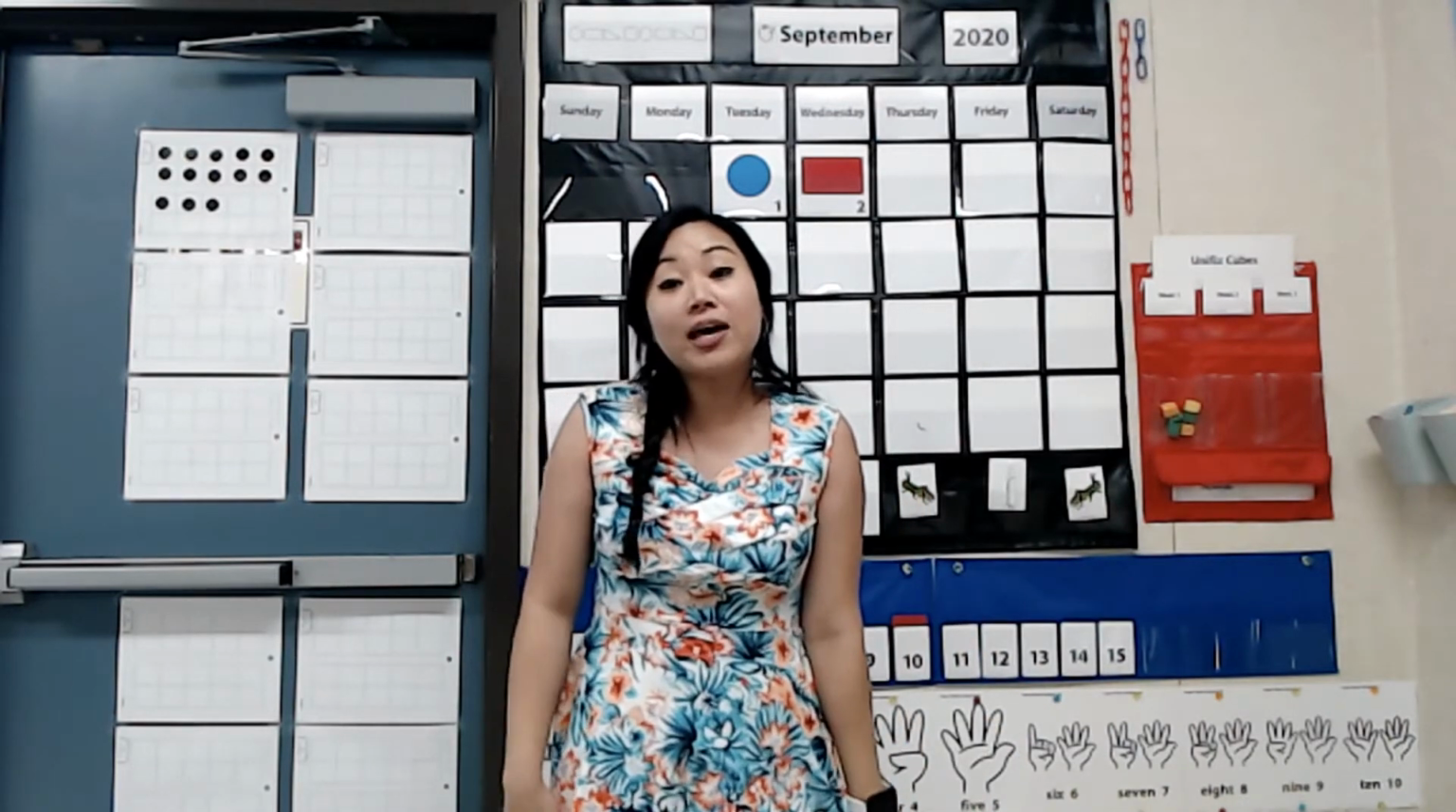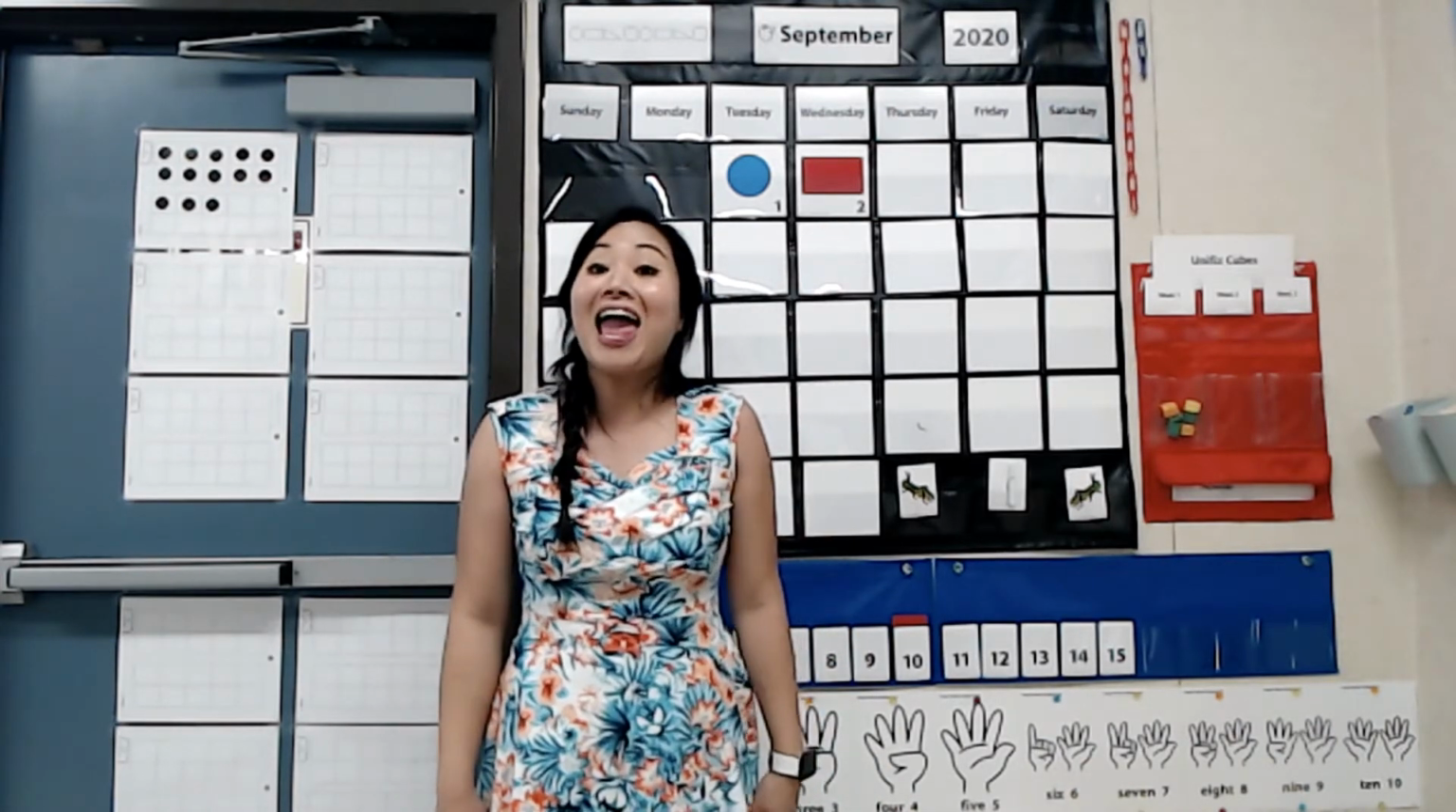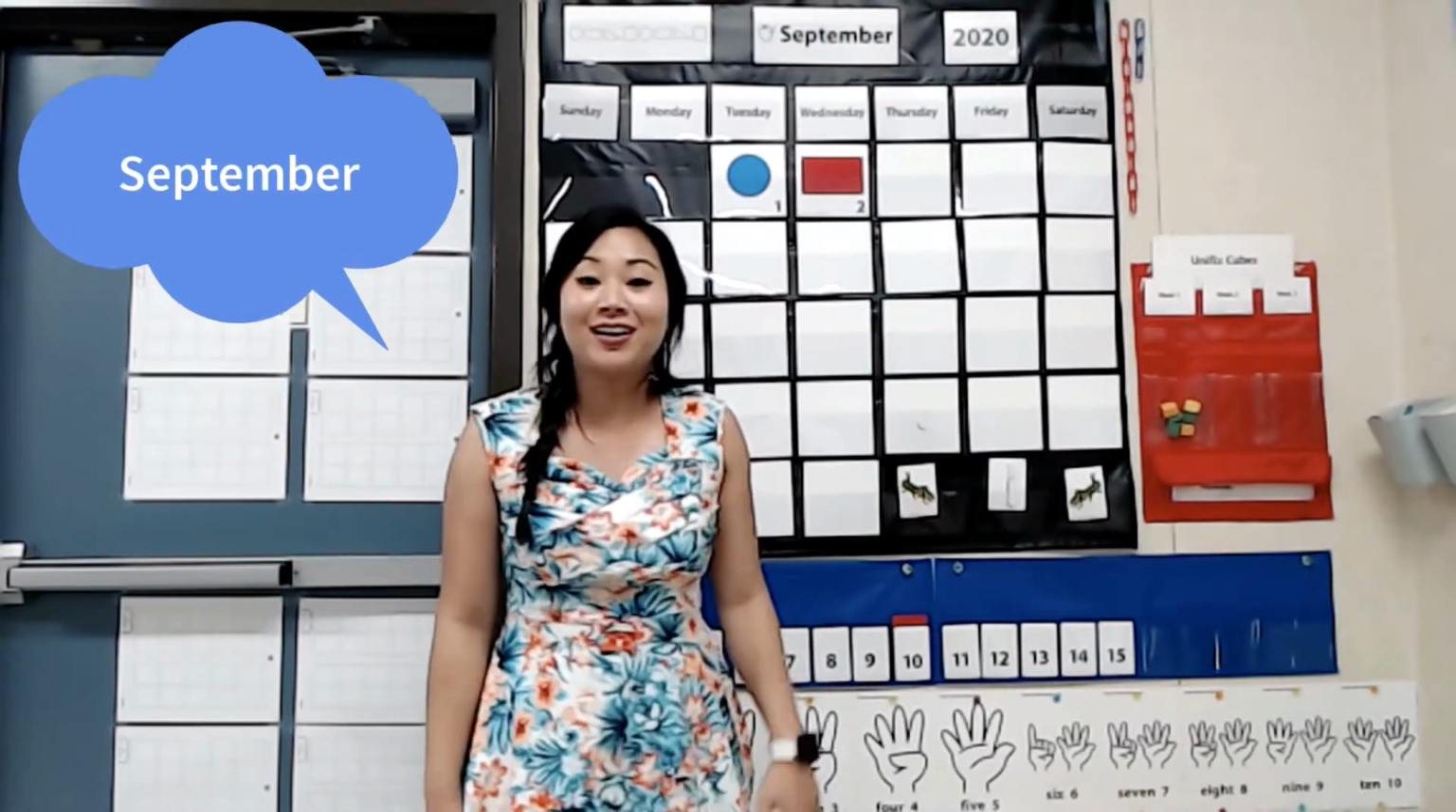Now, let's look at our calendar. Remember, each day this month, we will flip over one of these cards, and on each card is a number for each day. The month we're in right now is September. Do you remember the song I taught you about the months of the year? Let's sing it together. Ready?